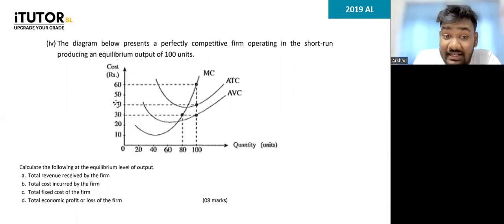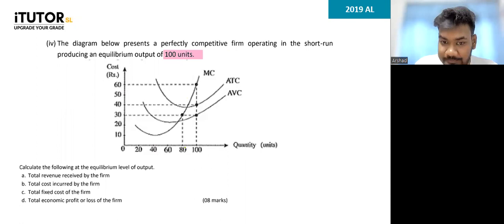They're saying the diagram below presents a perfectly competitive firm operating in the short run, producing an equilibrium output of 100 units. Remember, I told you, when you get a question like this, the first thing you have to find is the number of units they are producing. In this question, they have directly given 100. Sometimes they won't tell you that. Sometimes they will say price is this much, then you have to equate MR and MC and find the output. That is the question we discussed in the 2016 or 2015 paper, one of the old papers. Here they are saying the firm is producing 100 units.